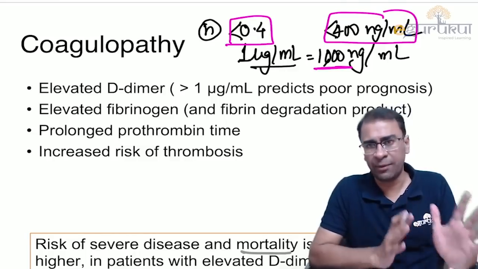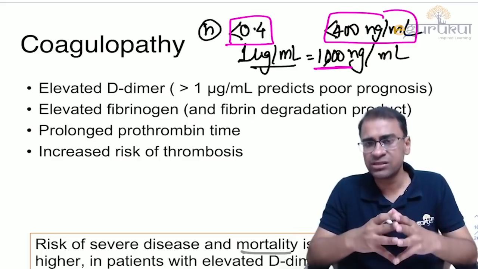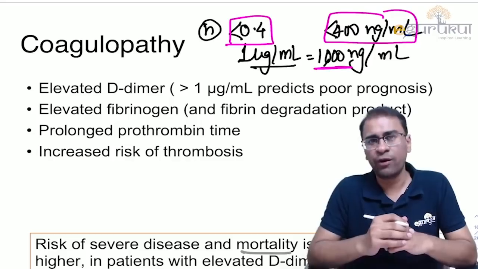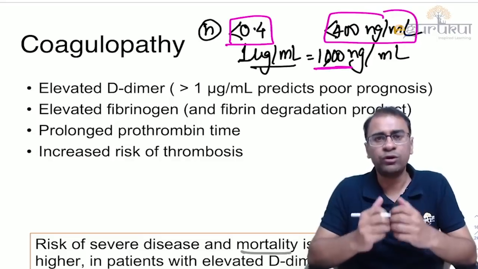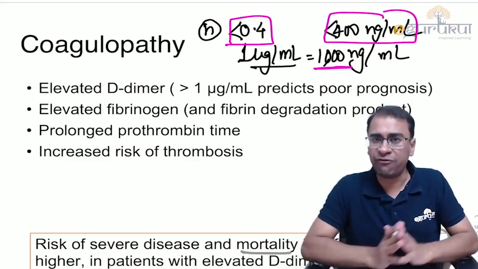So don't depend on the D-dimer only to stop your anticoagulant, but yes, D-dimer is an important step to understand what is the coagulopathy occurring in the patients. So what do we have now? So should you measure D-dimer? Yes, you should. But should it be the first line investigation?